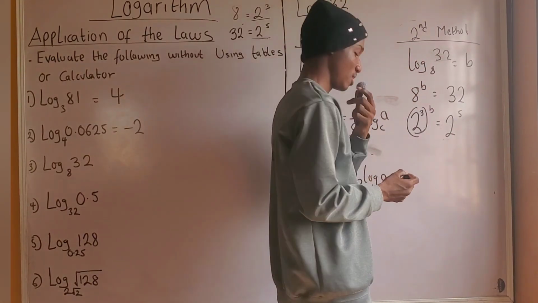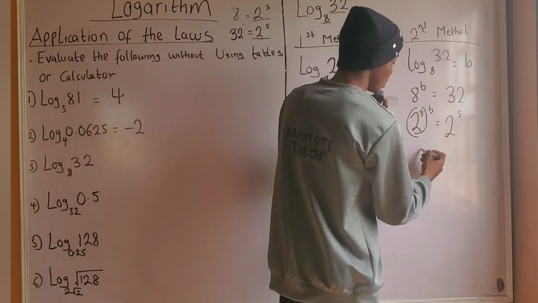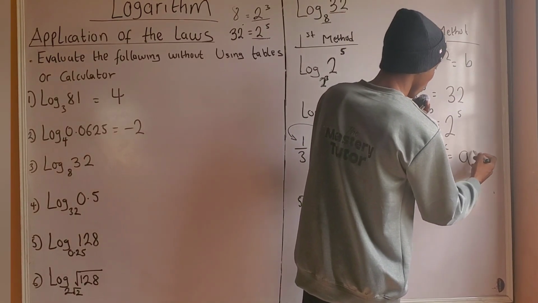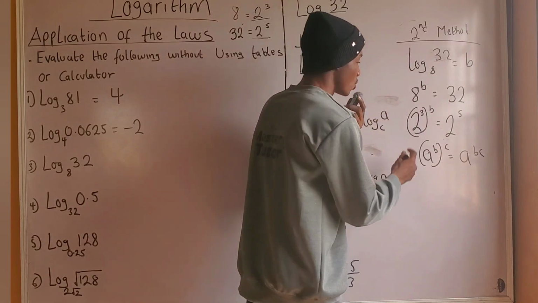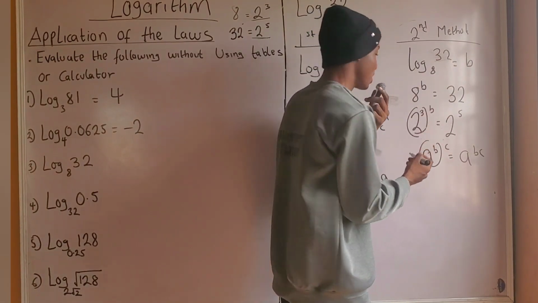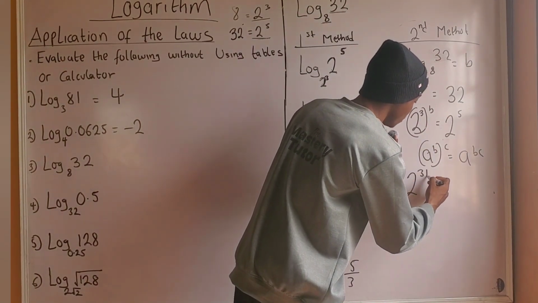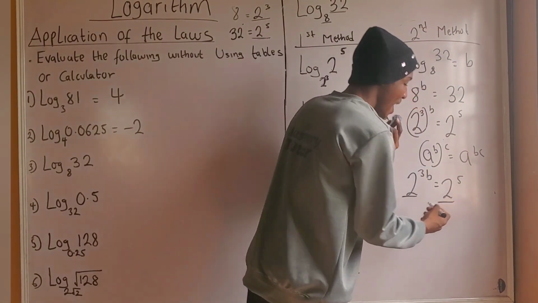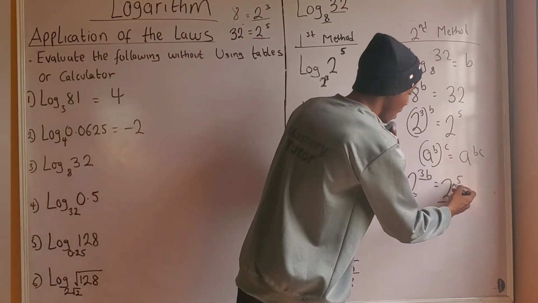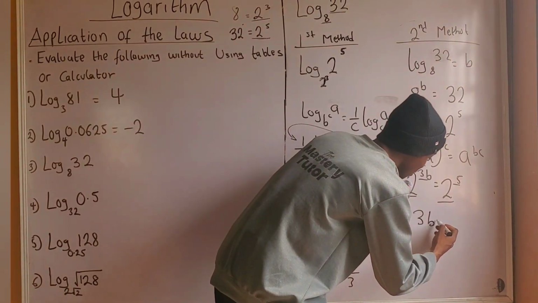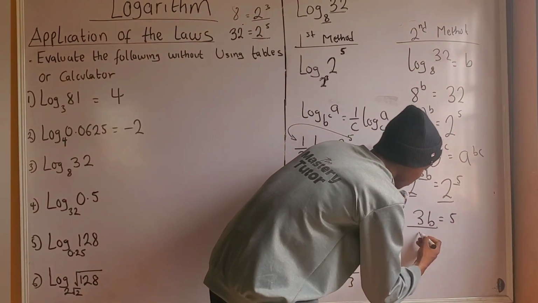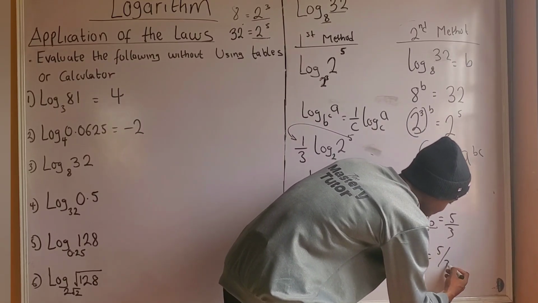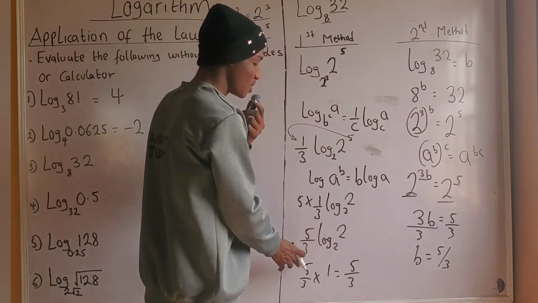So for this, according to this law, A raised to the power of B raised to the power of C, I'm going to have A raised to the power of B times C, right? So 2 raised to the power of 3 raised to the power of B can be written as 2 raised to the power of 3B. This will be equal to 2 raised to the power of 5. Now, because the bases here are equal, I can equate the powers. So I'm going to have 3B equals 5, right? So divide by 3, this over 3 and this over 3. B equals 5 over 3, which is also the same answer that we have here.